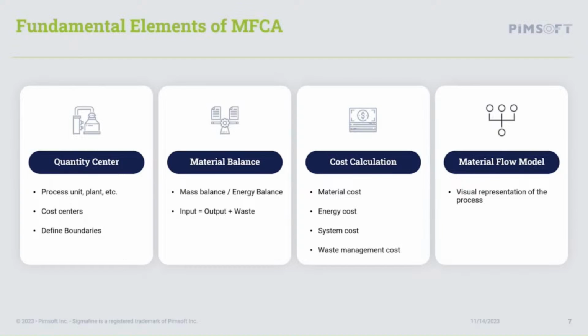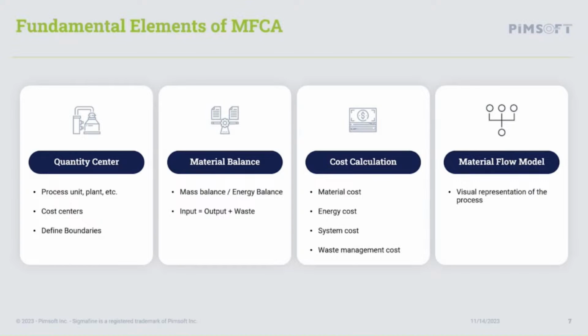For each quantity center, the amounts of inputs and outputs should be quantified. A material balance requires that the total amount of outputs, so of the products and material losses, be equal to the total amount of inputs, taking into account any inventory change within the quantity center. Through MFCA, the material balance of inputs and outputs is linked to monetary units by assigning or allocating costs to all products and material losses.